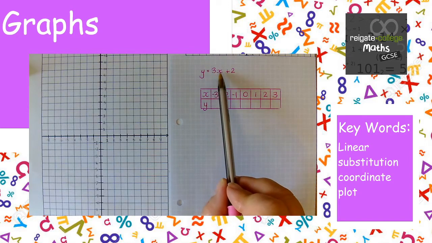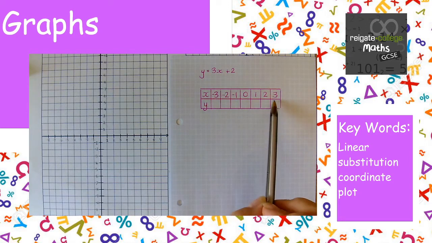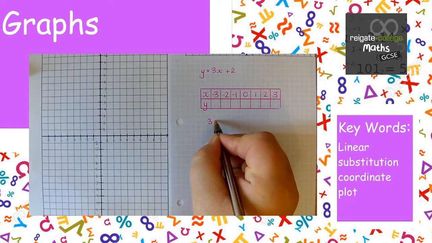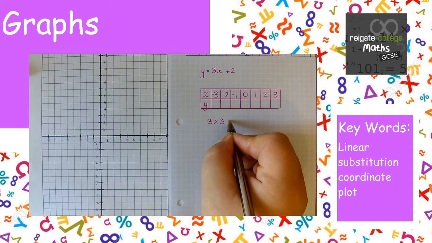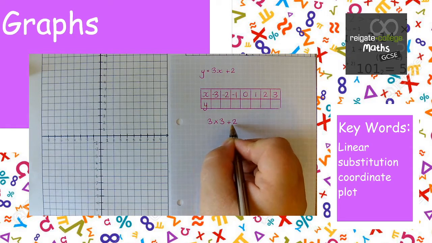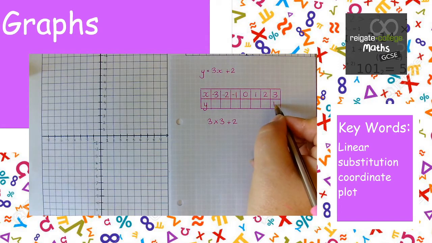I'm going to take out the x in my equation and substitute it with the 3 from here. So that'll be 3 times 3 and then add 2. 3 times 3 is 9, add 2 is 11.